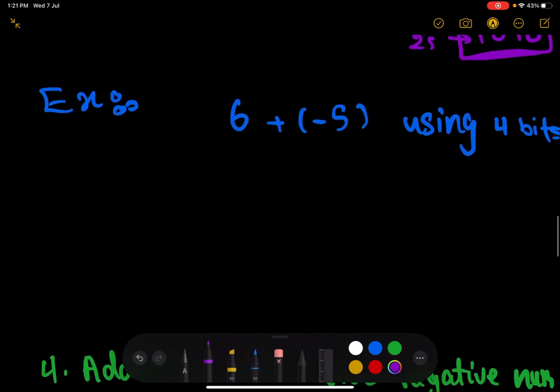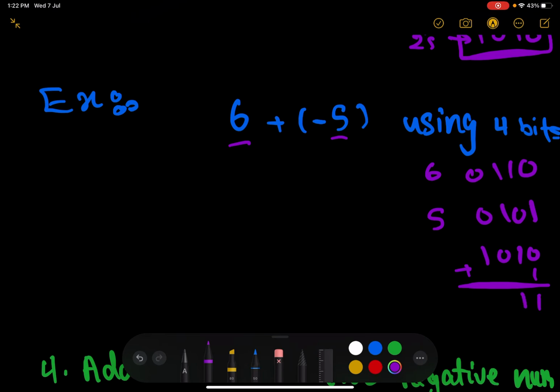Moving to the second example, this time the magnitude of the positive number is greater than the magnitude of the negative number. So 6 is greater than 5, so we're expecting to get a positive number. 6 in binary is 0110 using 4 bits, and for negative 5, first 5 is 0101, and the 1's complement is 1010. Add 1 to the 1's complement to get your 2's complement. So here's our 2's complement for 5.